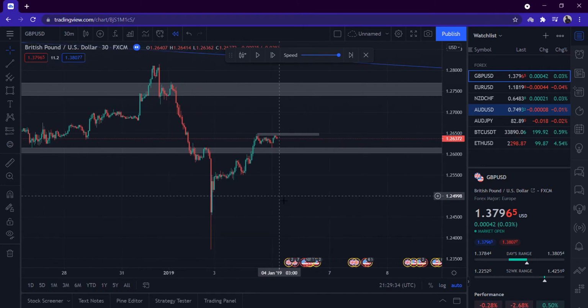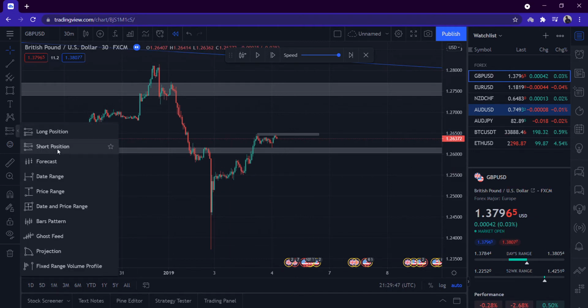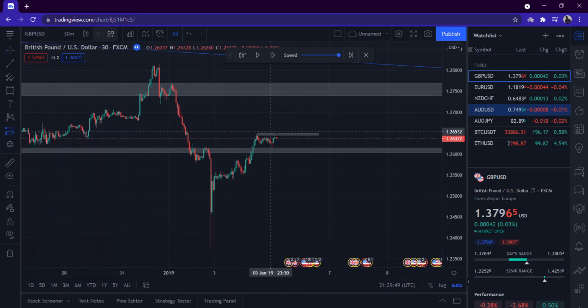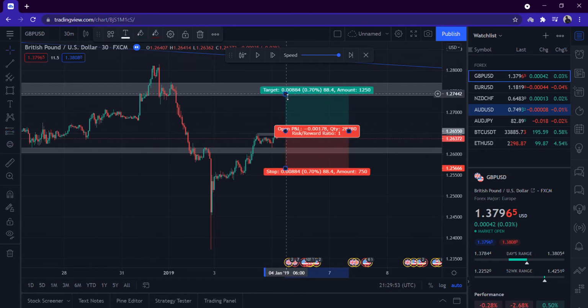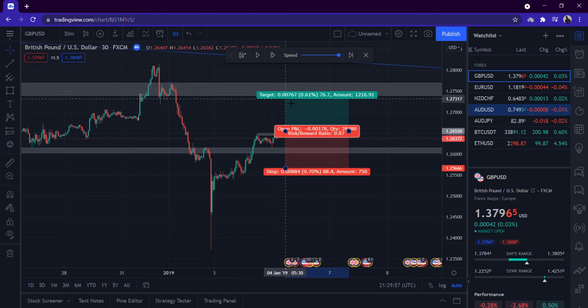So usually I place a buy stop above this level because it has refused to break above this. So this is acting as a support. I'm looking to take profit at this measure psychological level.